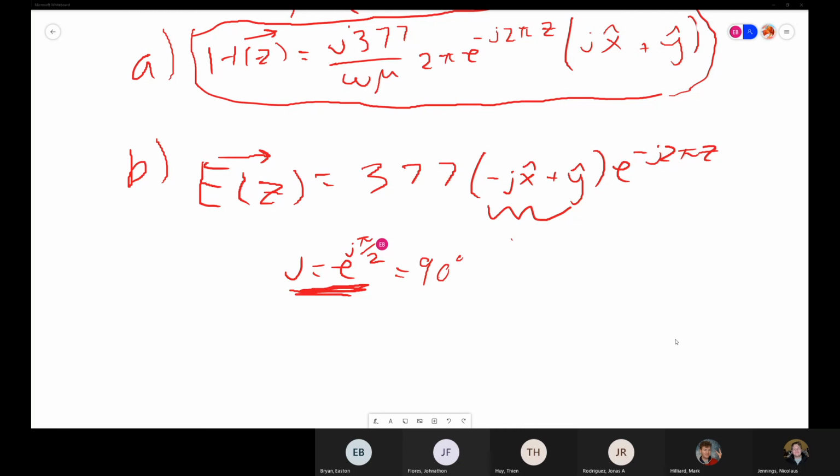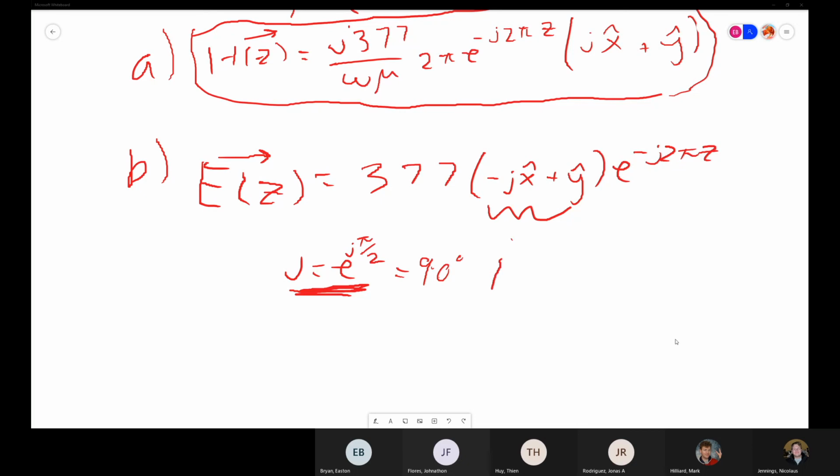So negative j would be negative 90 degrees. If you look at negative j x hat plus y hat, it's telling you that x is 90 degrees behind y, which you can also say is y leading x by 90 degrees. And in the book, when y is the one leading by 90 degrees, then that is left hand circularly polarized.